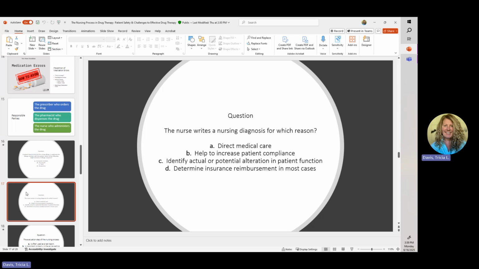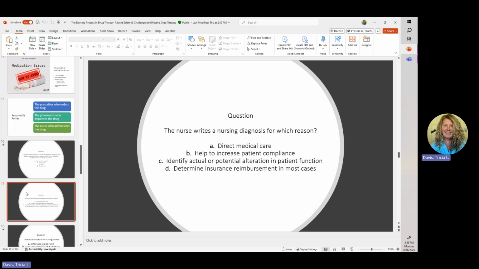All right, next question. The nurse writes a nursing diagnosis for which reason? So nursing diagnosis is also what we call now a nursing problem. In this program, we don't really talk about nursing diagnoses anymore. We've moved to talking about nursing problems. So nursing diagnosis and nursing problem are the same thing. So why, as nurses, do we identify actual or potential nursing problems? That's what this question is asking you.